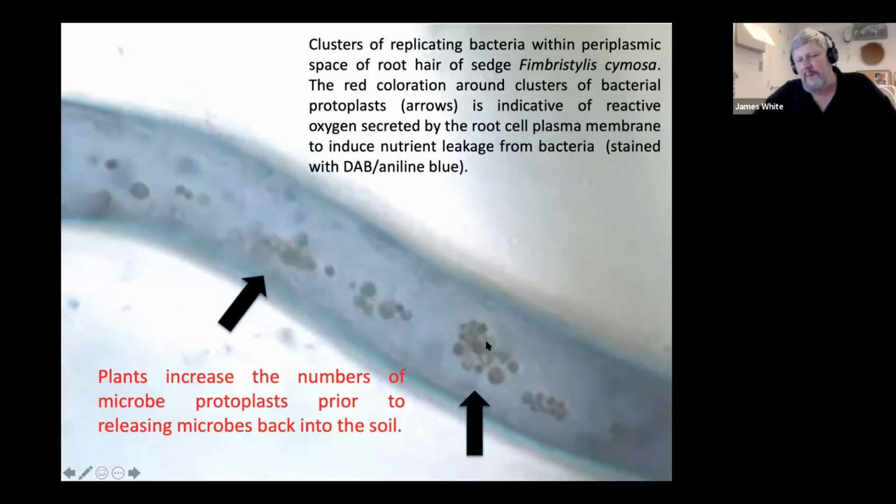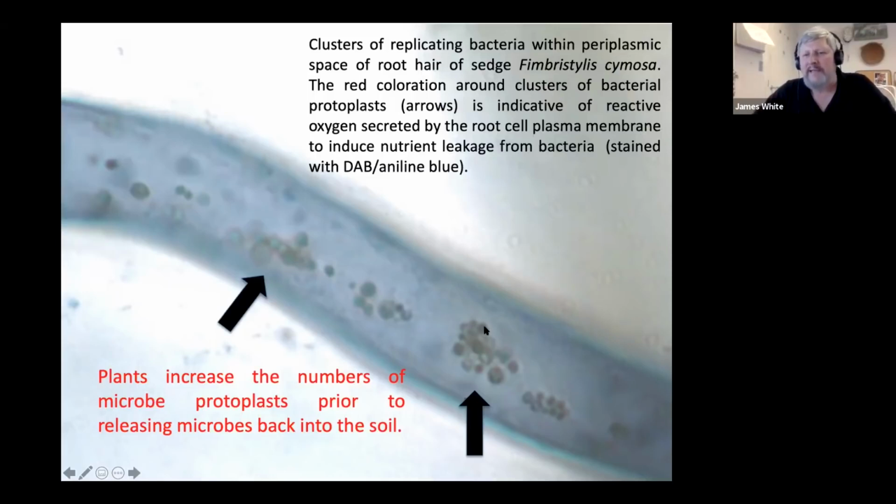Okay, so this is actually showing one of those root hairs again from that sedge. And you can see there's a lot of bacteria here. Those probably originated from one single bacterium. And you can see the biggest are the oldest ones. The biggest ones are probably the oldest ones, and the smallest ones are probably the youngest ones. So you have this replication happening.